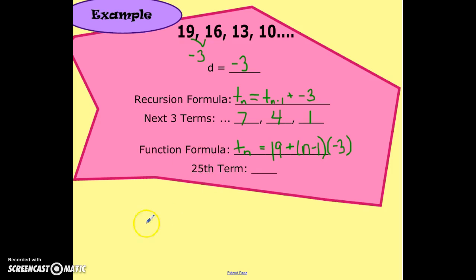So I want to find the 25th term. So I'm going to write my whole formula. So I want to find term 25. And to do that, I need to do 19 plus 25 minus 1 times -3. So 25 minus 1 is 24 times -3, and adding 19, and your 25th term is -53.